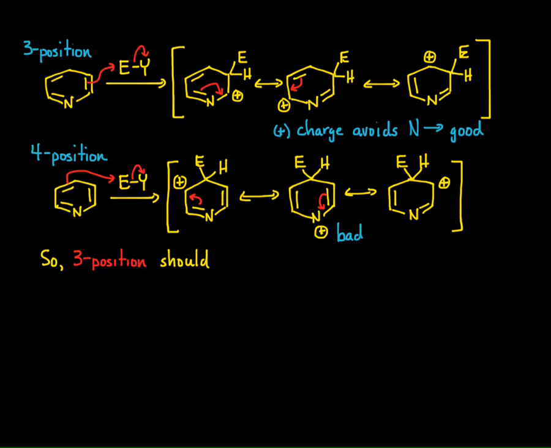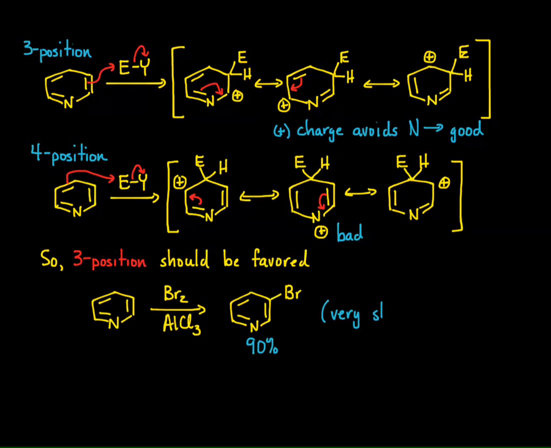So 3 position substitution should be favored over both 2 and 4 position substitution. And indeed we can look at a bromination of pyridine. If I take pyridine and react it with bromine in the presence of aluminum chloride, I get 3-bromopyridine in a 90% yield. Now, having said this, this reaction is very slow relative to the reactions of benzene, and the reason for this is that pyridine is not quite as nucleophilic as benzene.